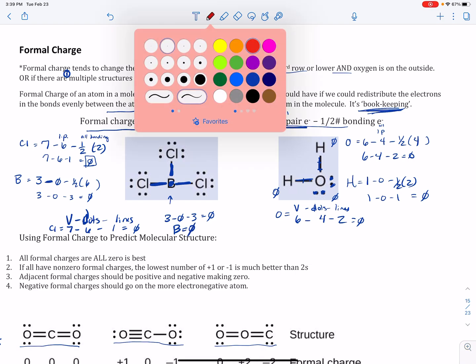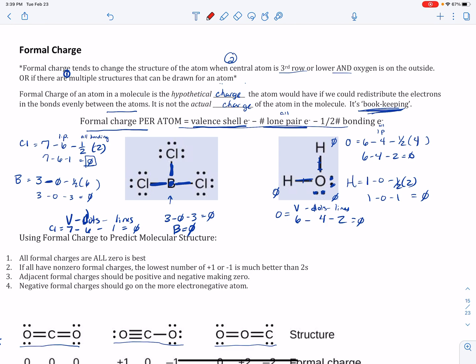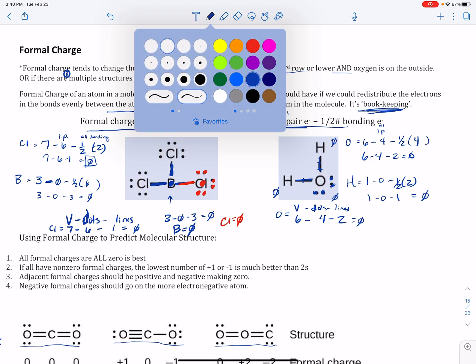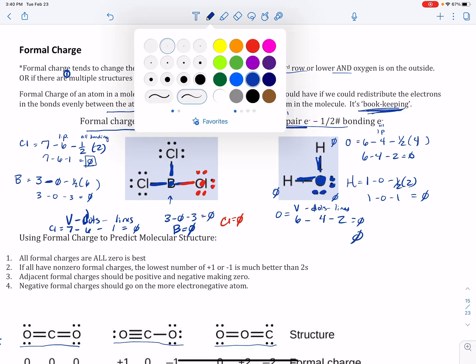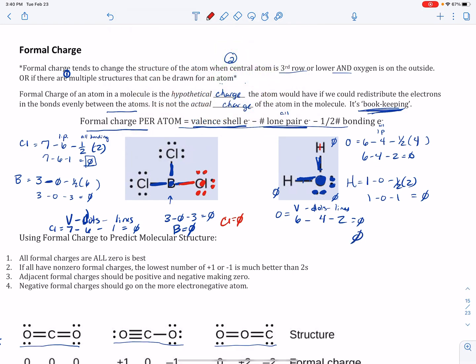Let me do it for chlorine. So again, I state the valence by touching the central atom. So 7, and every time I touch something, I take away: 6, 5, 4, 3, 2, 1, 0. My chlorine is 0. I'll do it over here. So my oxygen, he's 6, 5, 4, 3, 2, 1, 0. And then my hydrogen, 1 minus 1 is 0.